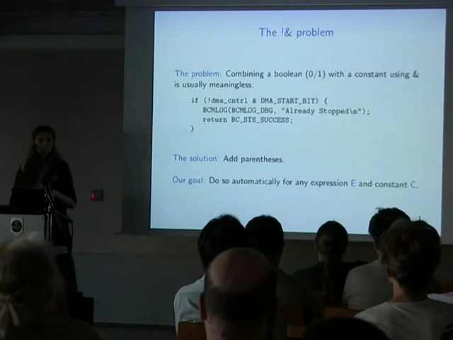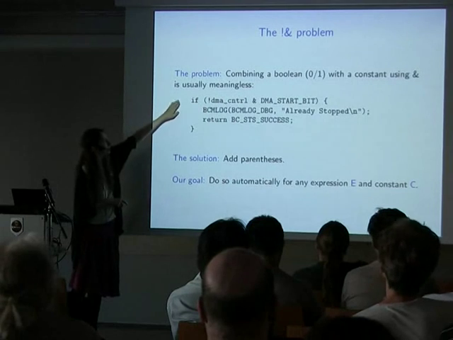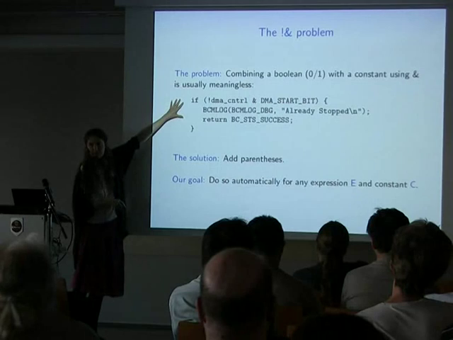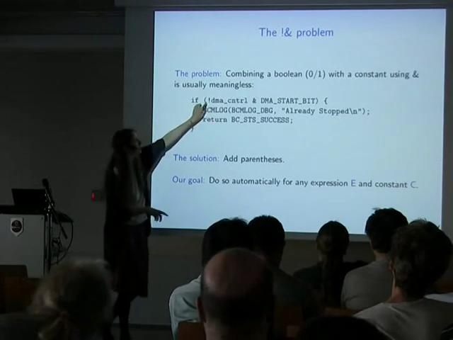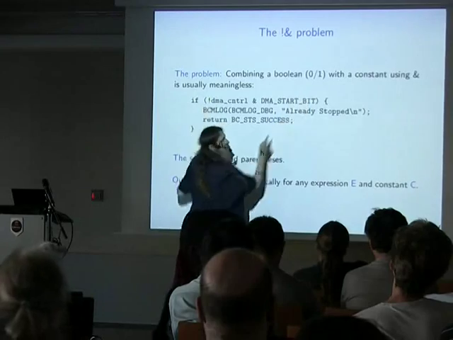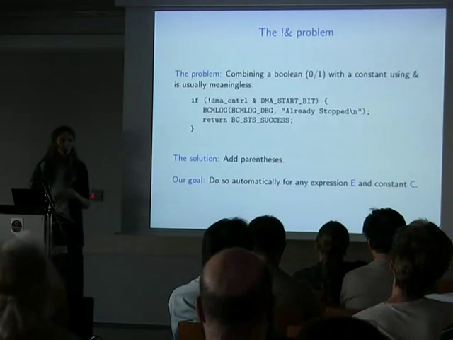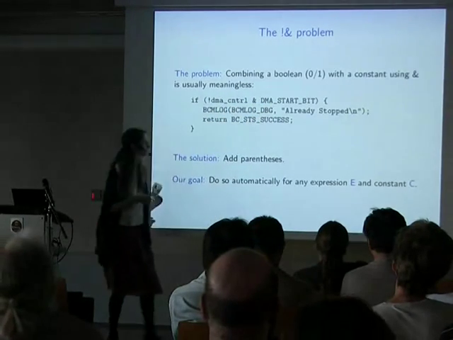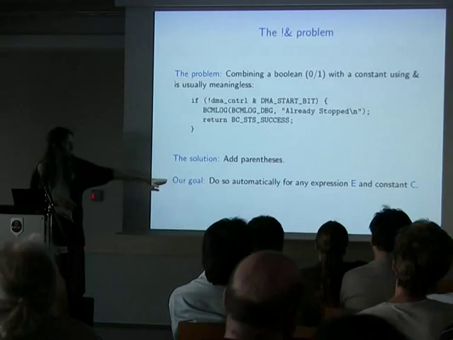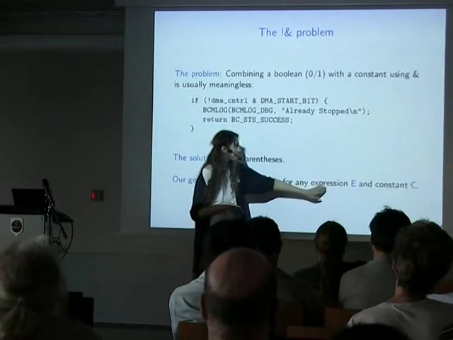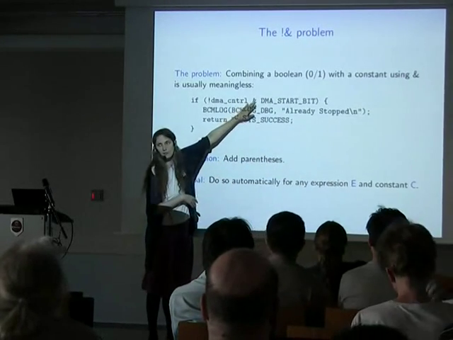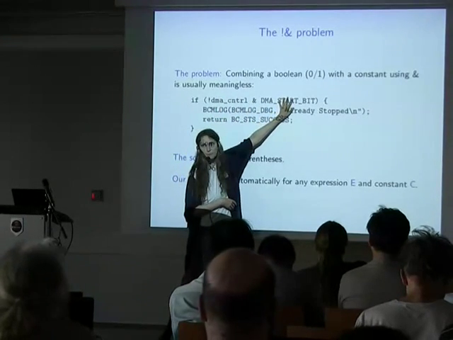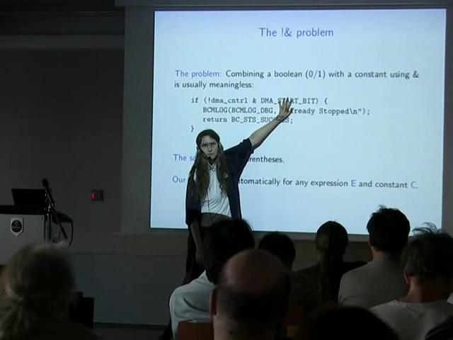So here's our example. This is the exclamation point and example. And that's the problem. This is bad code. To solve the problem, all we want to do is just add parentheses around here. That's the thing that we're going to want to do in every case, regardless of what these two arguments are. So we want to do this automatically. And I'm going to say any random expression. Very commonly, it looks like what we have here, where we have some random expression on the left-hand side, and we have some constant, some mask that we want to find on the right-hand side.